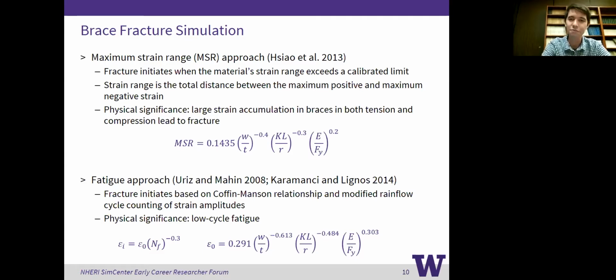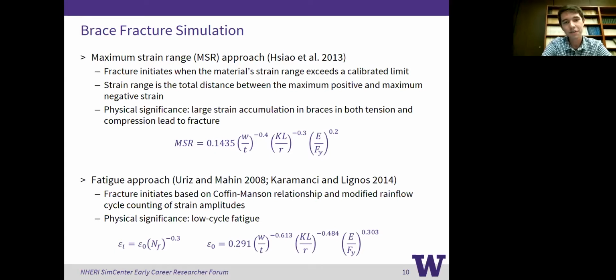We have to have plane sections remain plane in OpenSees. So we have kind of a pseudo strain, and we use the strain range between the maximum positive and the maximum negative strain across the entire brace history to trigger fracture. And so this is the maximum strain range approach. I abbreviate it MSR here. And you can see that it's calibrated by Po-Chen in 2013 based on some properties of the square HSS brace.